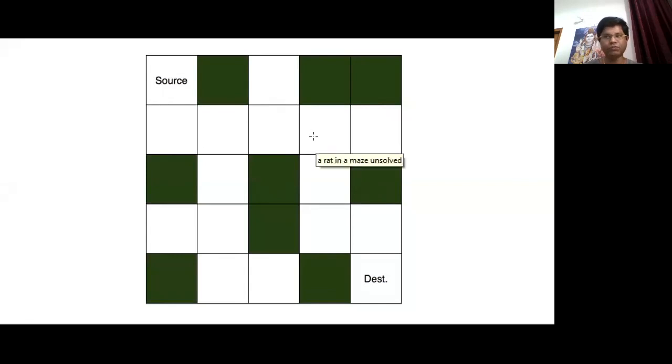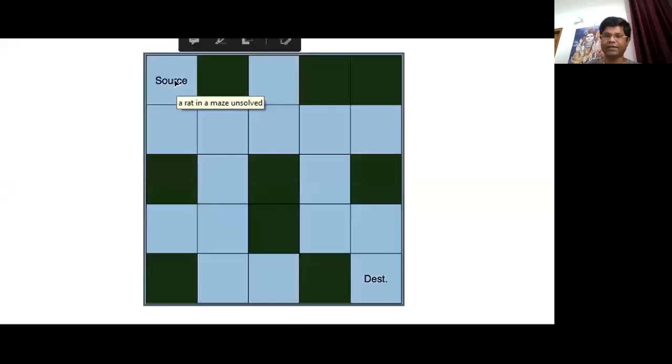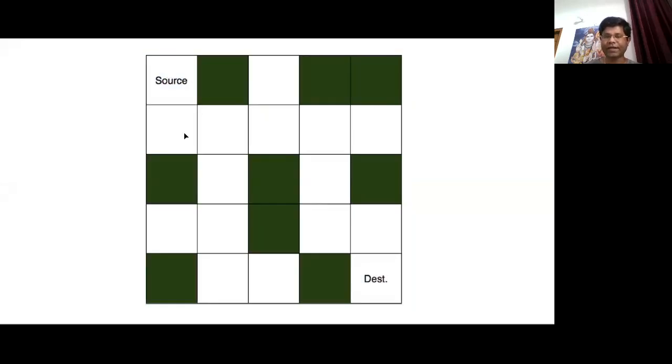So here the allowed movements from the source are: either we can move one cell down, one cell up, one cell left, or one cell right. It means left, right, up, and down. There are 4 movements allowed from the source node, and we can move only one step, either forward or backward, up or down. So let's consider this is the given problem. You have been given the source node and the destination node, and you have to find the path from the source node to the destination node by traversing between various cells.